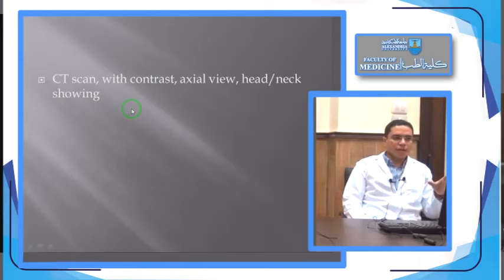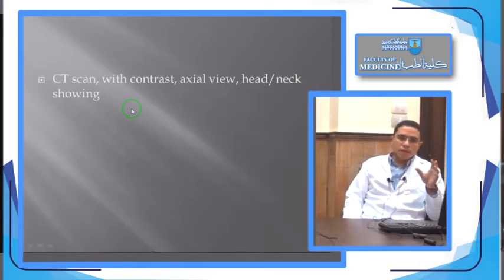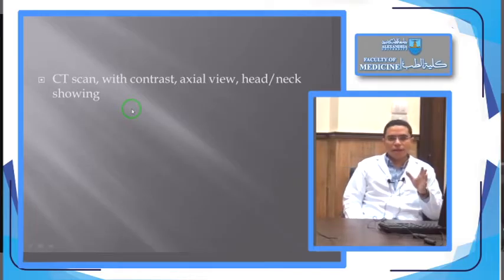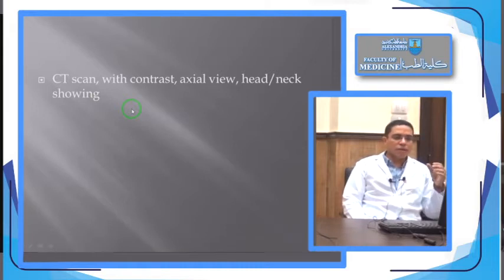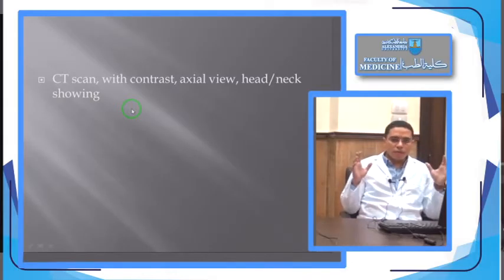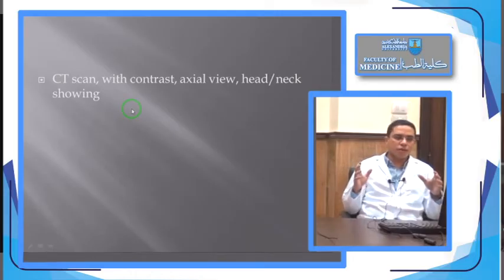Starting with the CT scan. Regarding the CT scan, it is not essential in all head and neck swellings. When we talk about the thyroid gland, for example, the most important radiology is ultrasound, and in some situations we can do a CT scan for the patient. The CT gives images from 360 degrees to the patient.